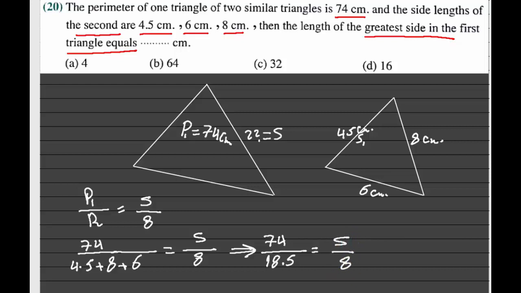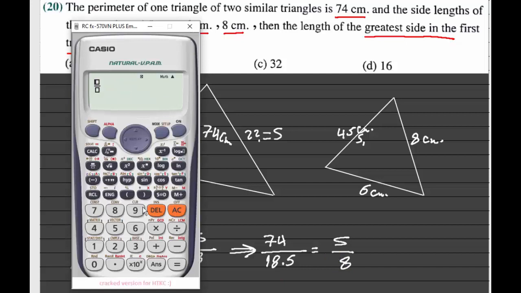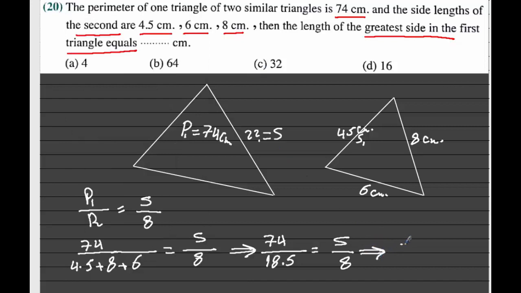Using the calculator again to find the value of S, 74 over 18.5 equals S, denoted by the symbol X, over 8. And shift solve here to find it will be 32, and we choose letter C. So S equals 32 centimeters, and we choose letter C.